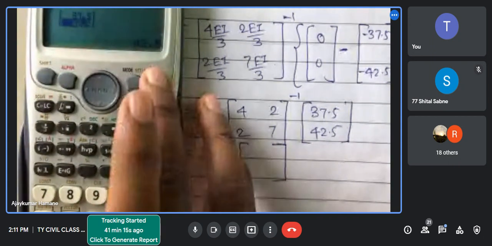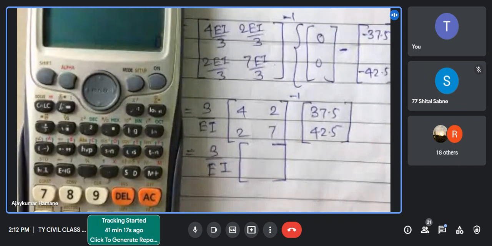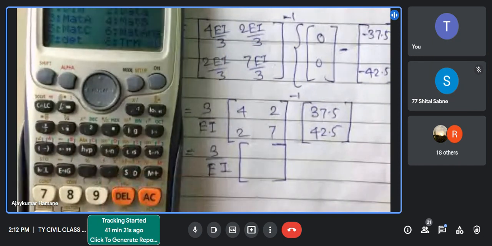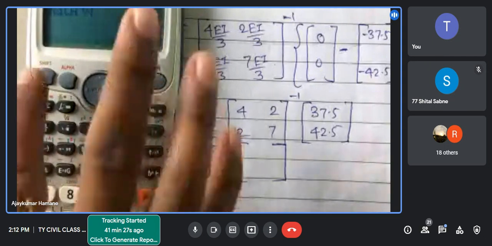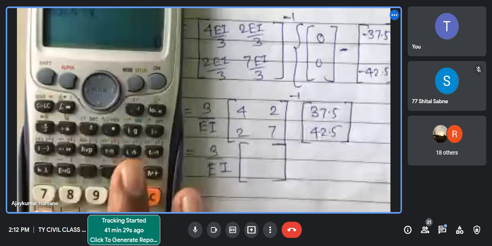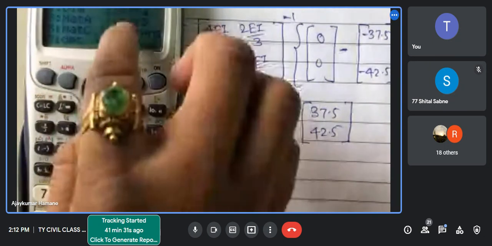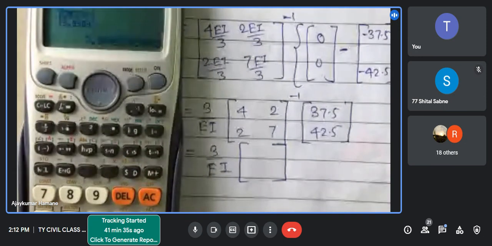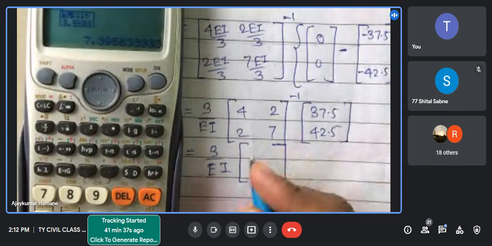Okay, come out. Press the on button. So now it's very simple. Shift matrix. Now mat A is 3. Inverse of that matrix multiplied by mat B: shift matrix, press 4 for mat B, then press equal to. So what answer do we have?